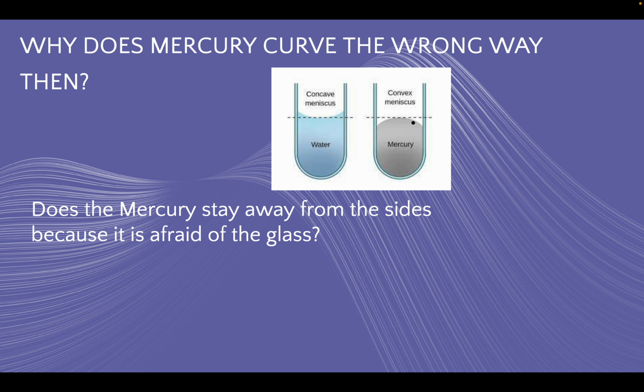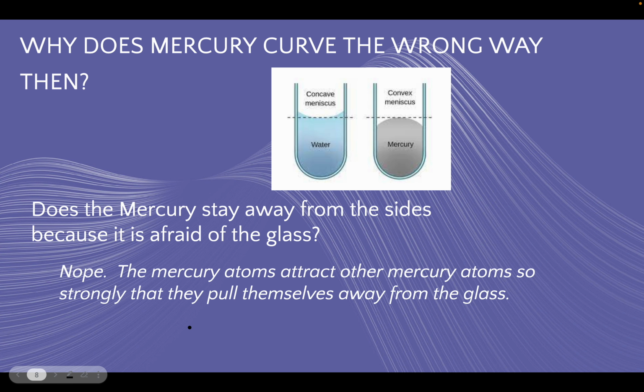So wait a minute. Why does mercury curve the other way? It looks like it's afraid of the glass. Like I just said, the water is climbing up because it's super attracted to the glass. Is the mercury actually trying to stay away? Is it pulling away from that side? And the answer is no, not really. There's a separate explanation. The mercury atoms are actually more attracted to themselves than they are to the glass.